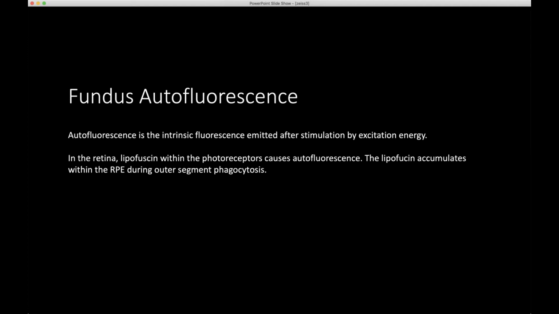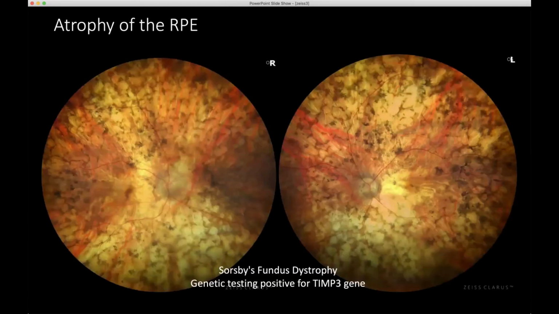In the retina, the lipofuscin within the photoreceptors causes autofluorescence, and this is due to the A2E component. The lipofuscin accumulates within the RPE during outer segment phagocytosis as part of the visual cycle. And so autofluorescence can be used as a surrogate for health of the RPE, and so we'll see hypoautofluorescence with severe RPE atrophy. And so this is a case of Sorsby's fundus dystrophy confirmed by genetic testing positive for TIMP3.